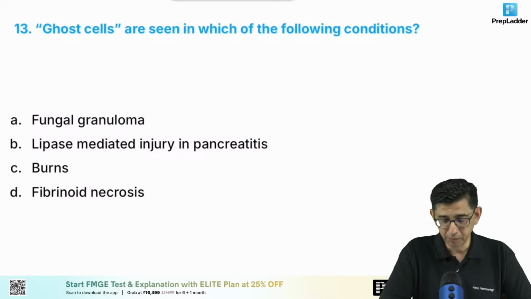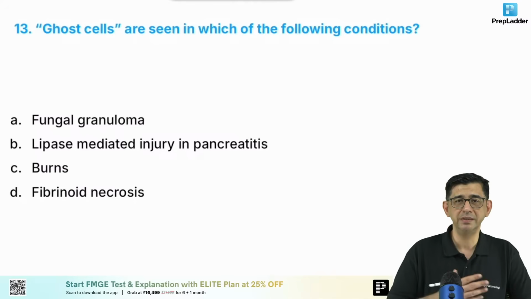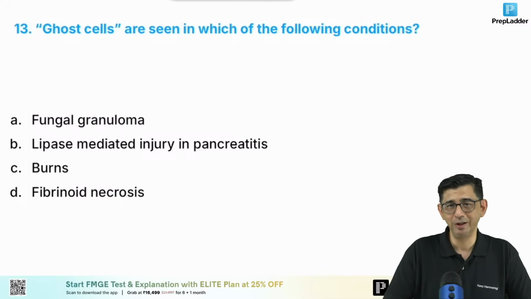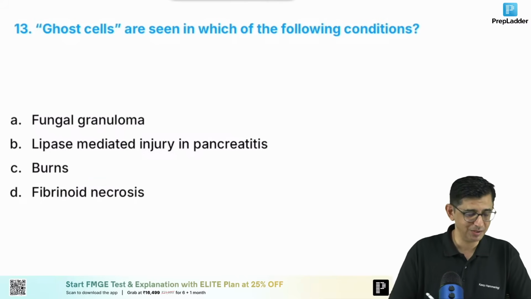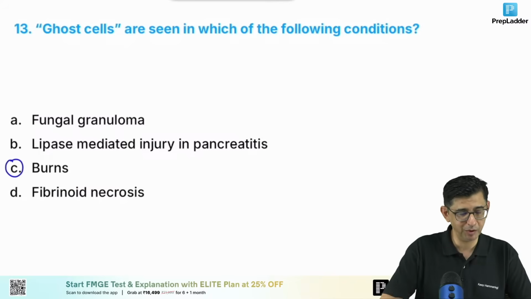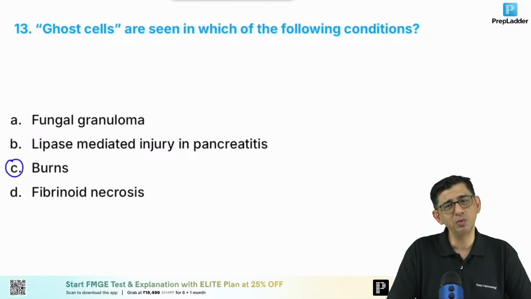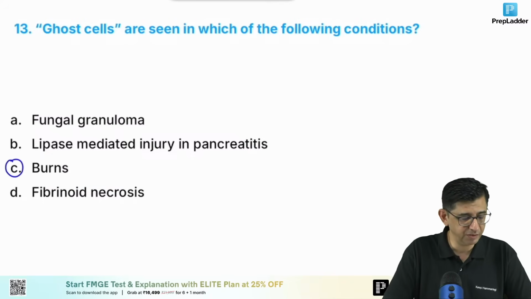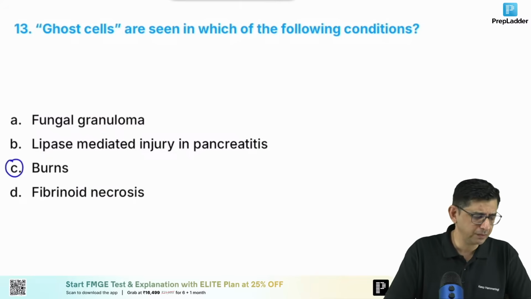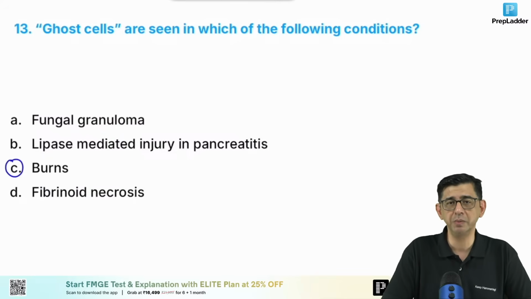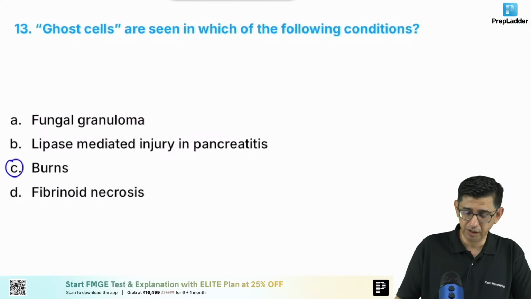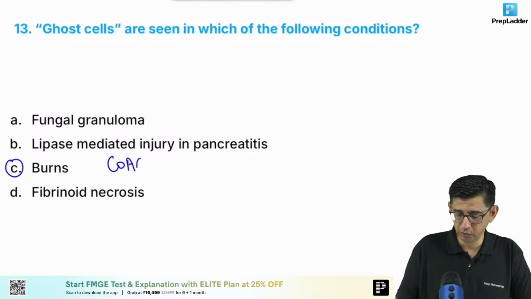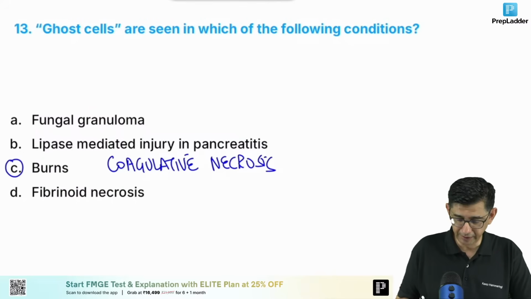Okay, ghost cells would be found in. I think that can be easy because I said the boundary of the cell is present, but the cytoplasm is gone, the nucleus is gone. So this is a fact-based question that would be seen with respect to patients of burns. I mean, the tissues are going to be totally affected significantly. With necrosis, this kind of manifestation would be present. That is coagulative necrosis, where this kind of manifestation would be occurring. So you read about this whenever you read about the necrosis component and with respect to the coagulative necrosis component. Great.